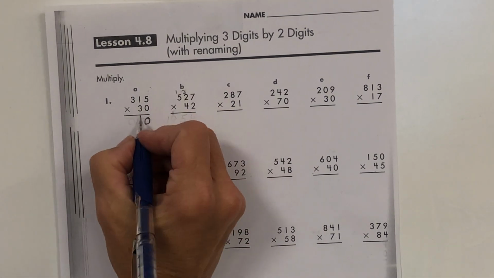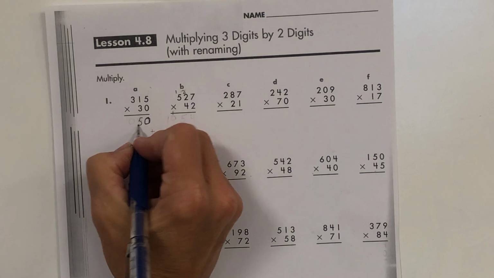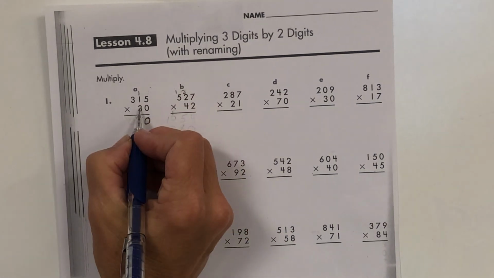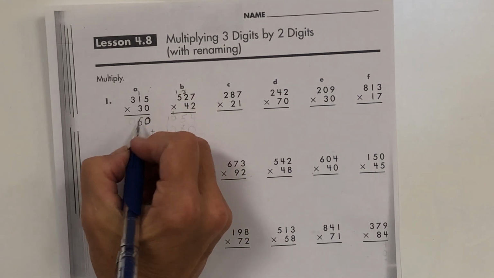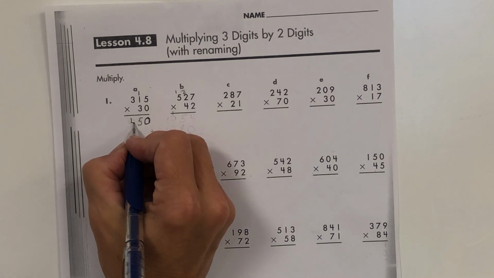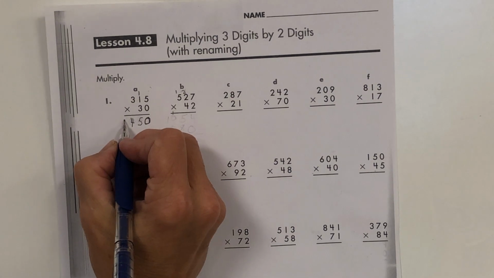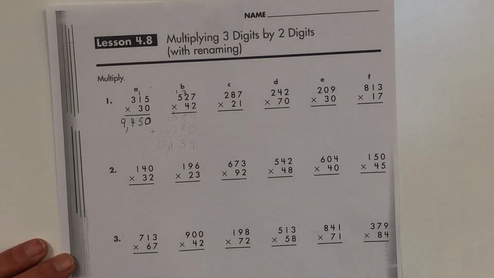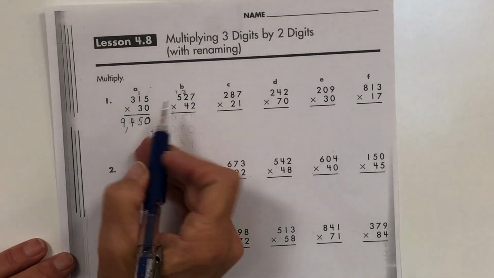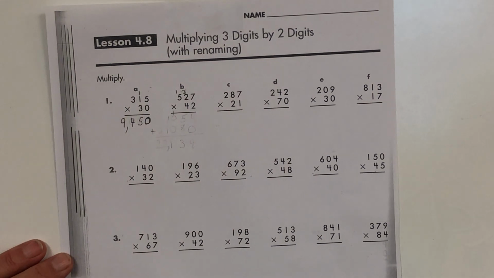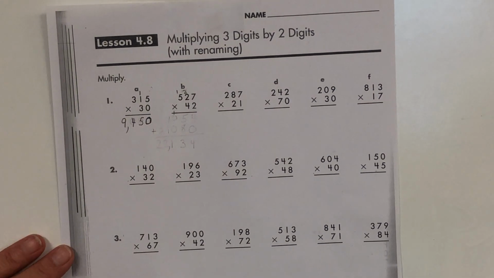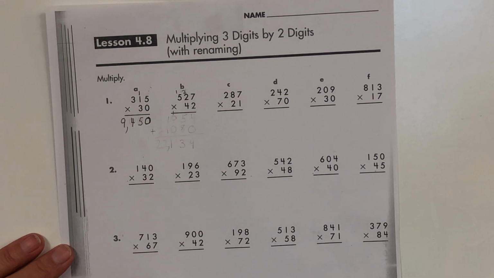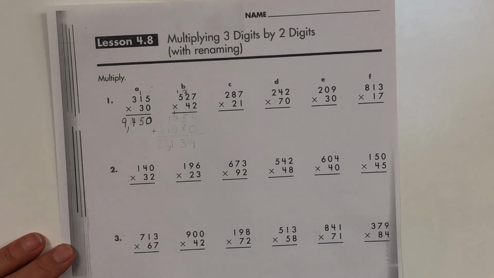So bring that 0 down. 3 times 5 is 15. Put your 5, carry your 1. 3 times 1 is 3, plus 1 is 4. 3 times 3 is 9. And you're finished. So you don't have 2 rows because you have a number ending with 0 in your second factor. Okay, I'm going to do 2 more.